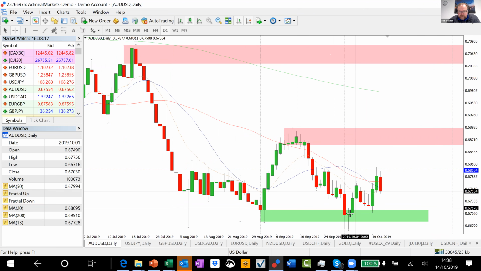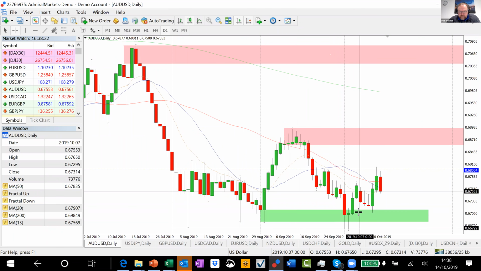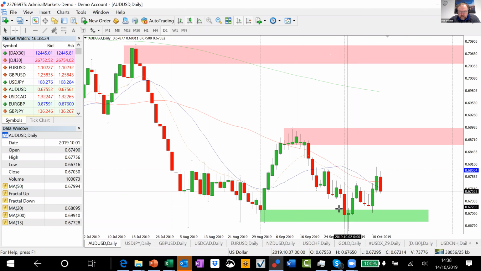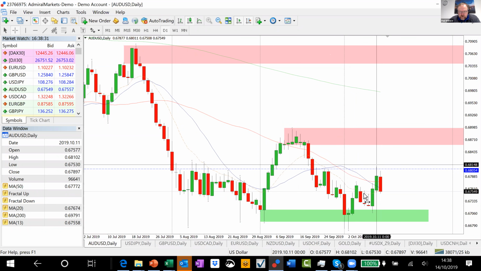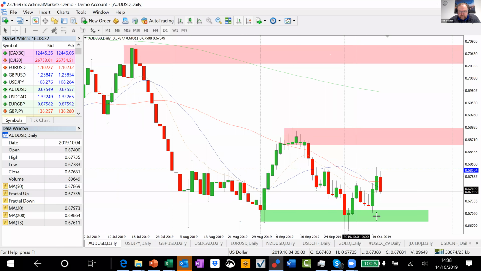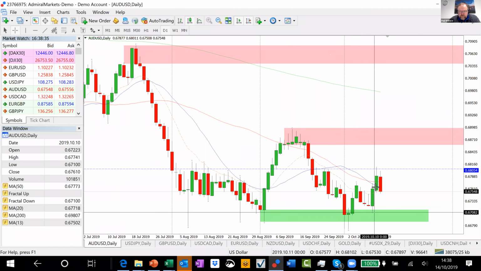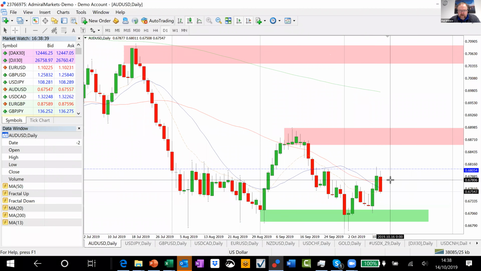Whereas here, as price came back down to this zone, we can see it placed a bullish pin bar there. Hopefully you can see that bullish pin bar before it drifted its way north. It drifted back up, came down a little bit, then put in another bullish engulfing candle after hitting that zone before drifting its way back up again.